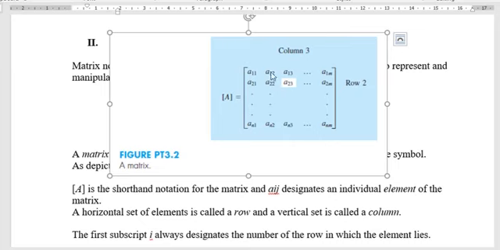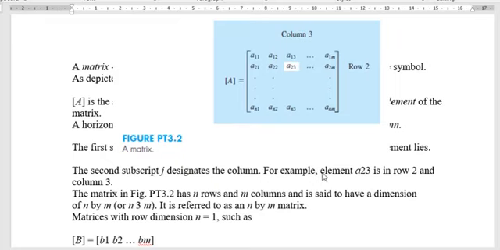Then for the columns, the first subscript is the number of the row, which is 1, 2, 3, 4. So this one is A2, because its row and column are 2. Okay, row 2, column 2. Then this is row 2, column 3. So the row always comes first, and the column always comes next.